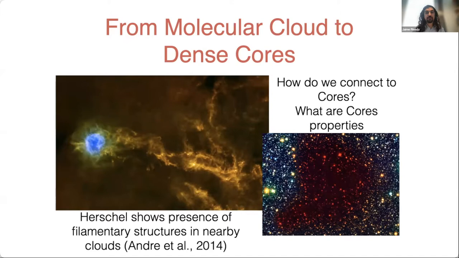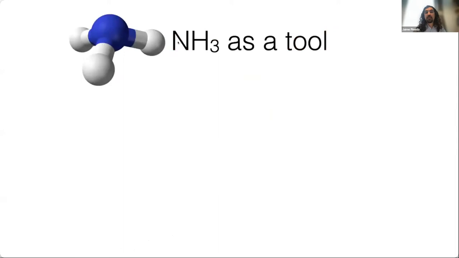One of the key tools that we're using to study dense cores is ammonia. NH3 is one of the simple molecules that we can use to study star formation beyond molecules like CO or HCO+. This is extremely useful because it's very hard to freeze out from the gas phase, so we're very good at tracing most of the volume within these dense cores.